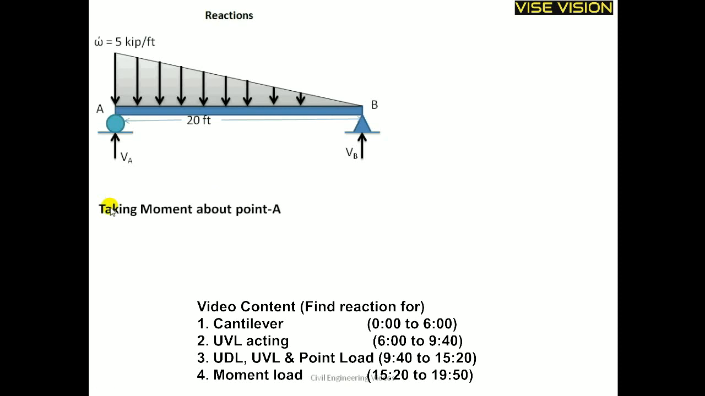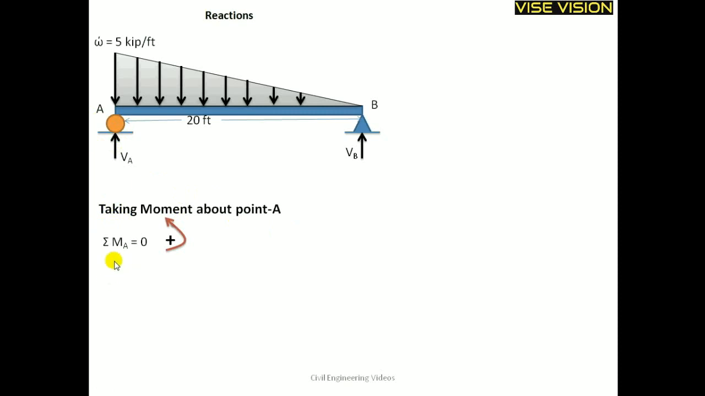First of all, I will take the moment about point A. This is my point A, and the summation of moments about point A is equal to 0. Counterclockwise is taken as positive and clockwise moment is taken as negative. The moment is actually equal to force into moment arm.